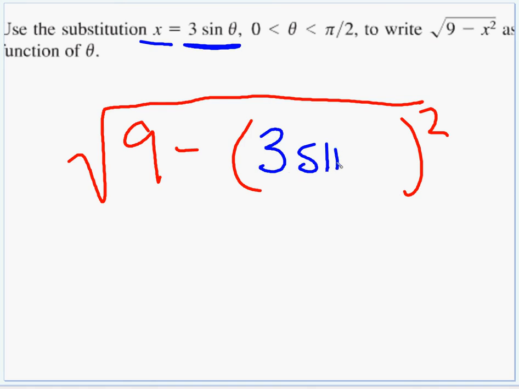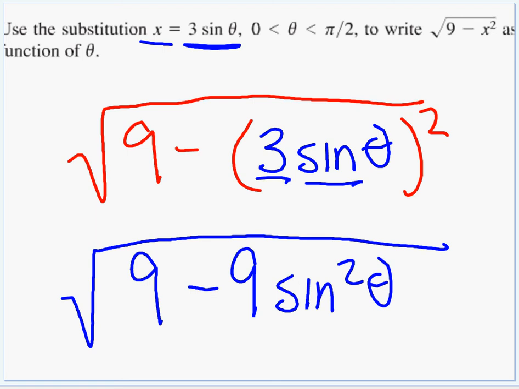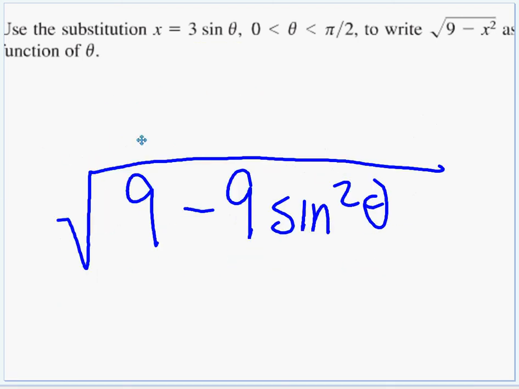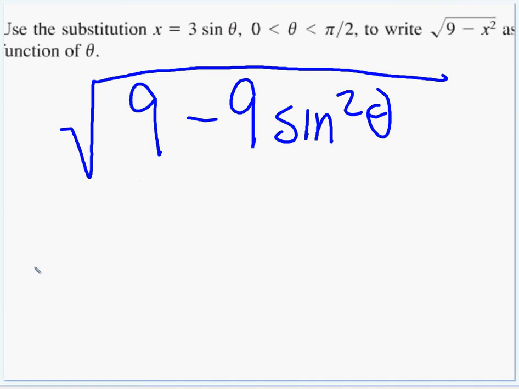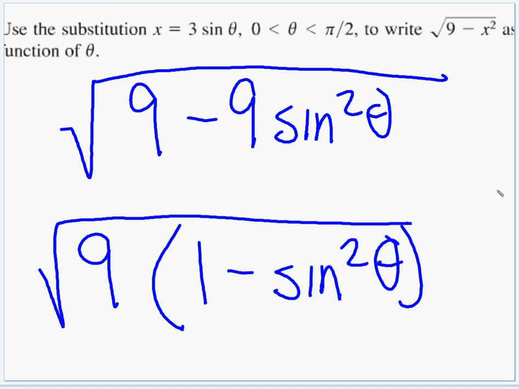3 sine theta. So working under the radical, we square a quantity. 3 squared is 9. Sine squared is sine squared. Working under the radical, we're going to factor out that 9. Of course, we're staying under the radical. We're factoring out, but we're staying underneath: 9 times the quantity 1 minus sine squared. Ooh, very similar to our example.